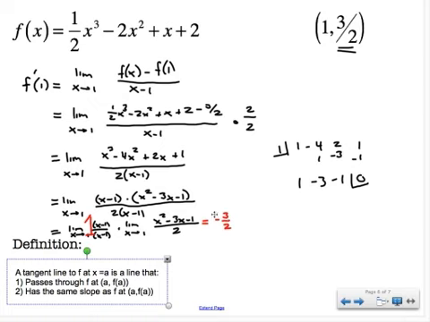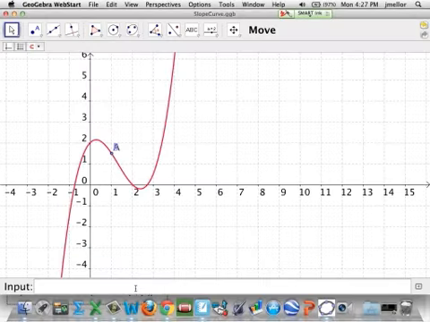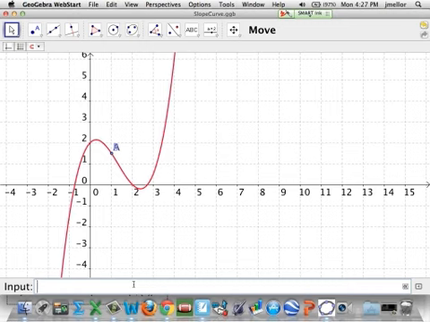We have a slope of -3/2, and if it's going to go through this point (1, 3/2), let's see what the equation of that line would be. We would get y equals 3/2, that's the y value, plus the slope, -3/2, times x minus 1. So let's go to GeoGebra now. We're saying that the slope of this curve at x equals 1 was -3/2, and therefore the tangent line would have equation 3/2 minus 3/2 times (x minus 1).